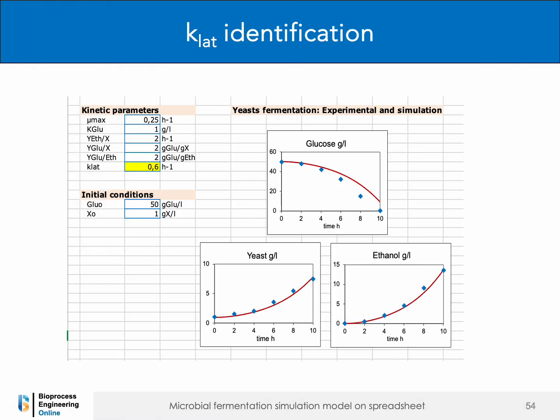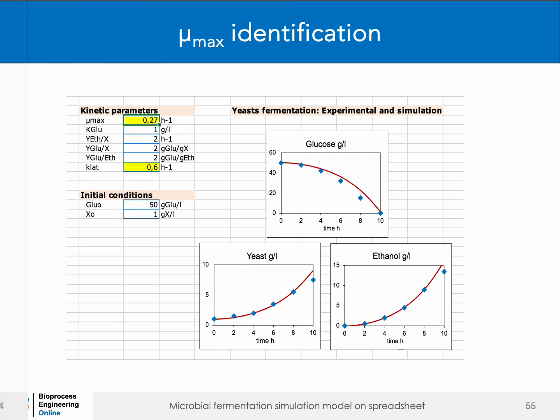Since the modeled latency phase is longer than what is experimentally observed, the first parameter to adjust is the latency constant, k lat. Indeed, increasing k lat from 0.2 to 0.6 hour minus 1 yields a much better modeling of the yeast growth kinetics. An additional slight increase in the maximal growth rate mu max from 0.25 to 0.27 hour minus 1 yields an excellent fit between the simulated and experimental yeast growth curves.